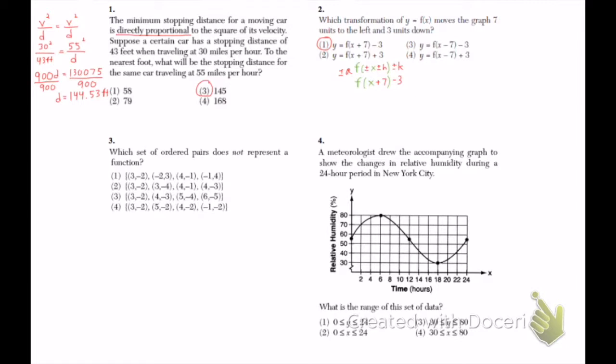So let's look at the first choice. We have (3, -2), (-2, 3), (4, -1), and (-1, 4). So no x value is repeated, so we can put a check next to that.